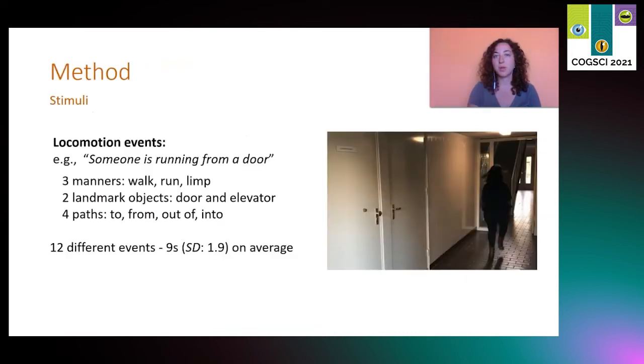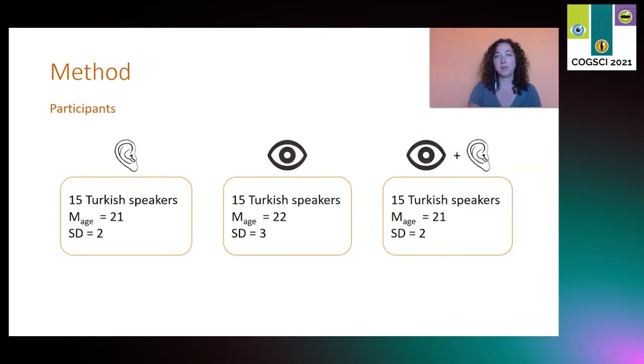We recorded 12 locomotion events with 3 different manners, such as walk, run, and leap. These events were the ones that you watched in the very beginning of this presentation. Participants in the audio-only condition only listened to the sounds of the events, participants in the visual-only condition only watched the events without their sounds, and participants in the multimodal condition both watched the events and heard the sounds.